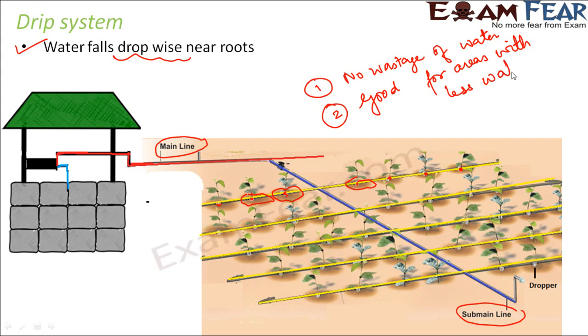So that means you can see that both these sprinkler system and drip system, both of these methods aim to save water. At the same time, it saves human effort as well as time. So these were some of the modern methods of irrigation.